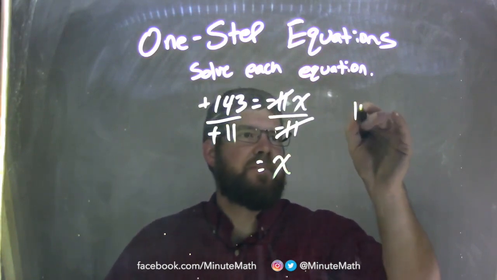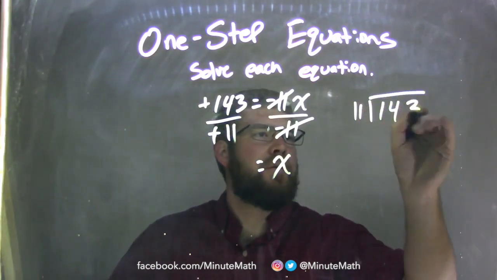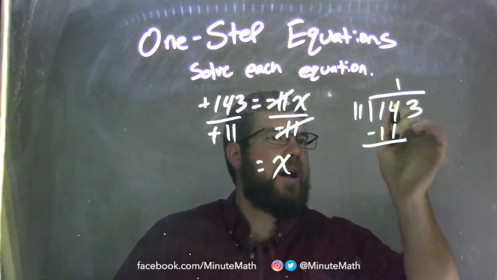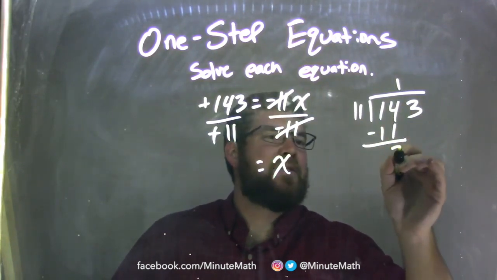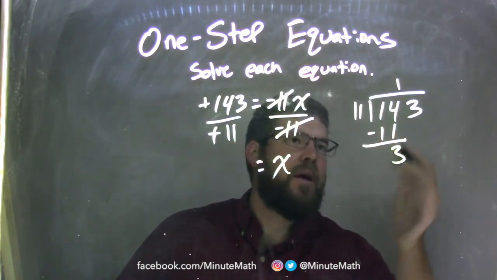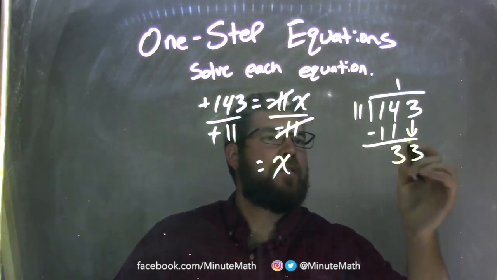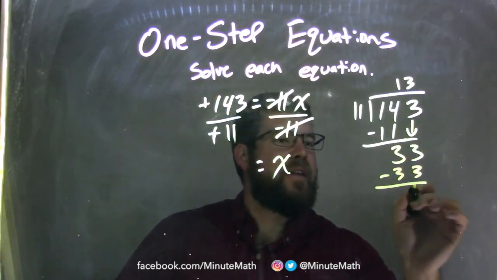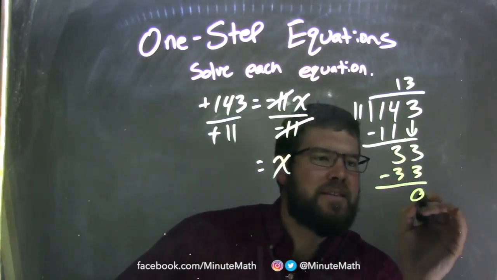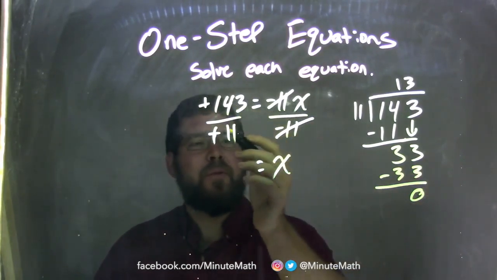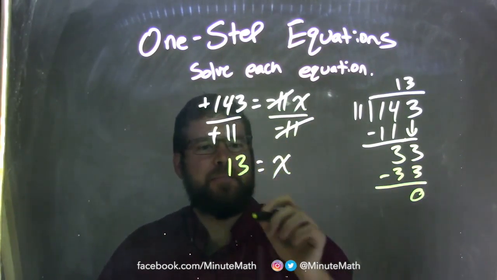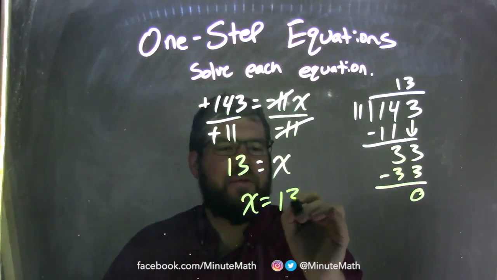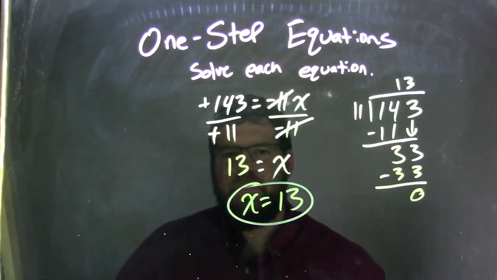Well, let's use long division. 11 into 143. 11 into 14 one time. 1 times 11 is 11. Subtract them. 14 minus 11 is 3. Bring down the 3, and now it's pretty simple. 11 goes into 33 3 times. 3 times 11 is 33. 33 minus 33 is 0. Now we're done. So 143 divided by 11 is just 13. Well, 13 equals x. Let's rearrange it, x first. X equals 13. That is my final answer.